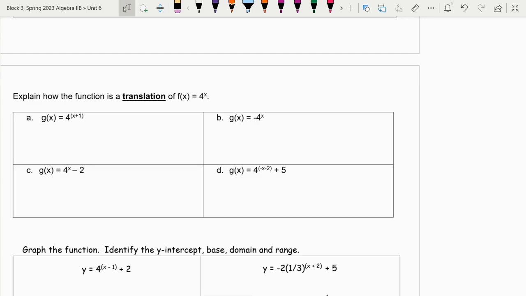Explain how the function is a translation of 4 to the x. Notice it has the plus 1. And just as yesterday when I saw a plus 1 with the x, it meant it moved left 1. Negative of 4 to the x means it's being flipped over, a reflection over the x-axis. 4 to the x minus 2, nothing is with the x in the exponent, so this is just moving down 2.